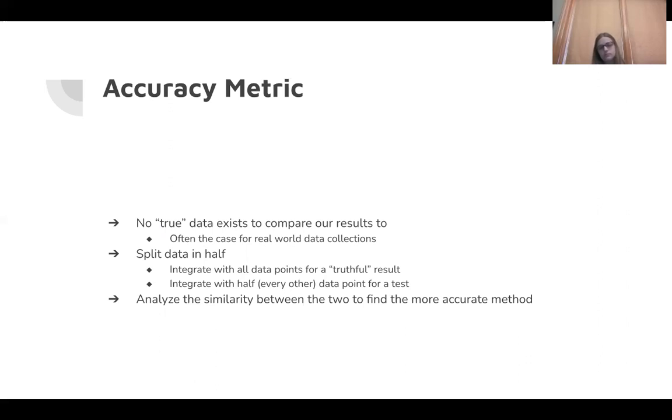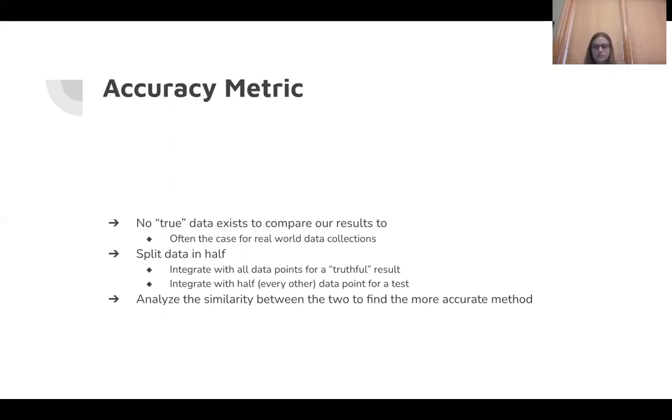So we integrated once using both Simpson and trapezoid rule with all the data points over the course of a day, one every hour for the 24 hours, and then add in midnight for the next day to get a full set. We had 25 data points. We considered this our truthful result.